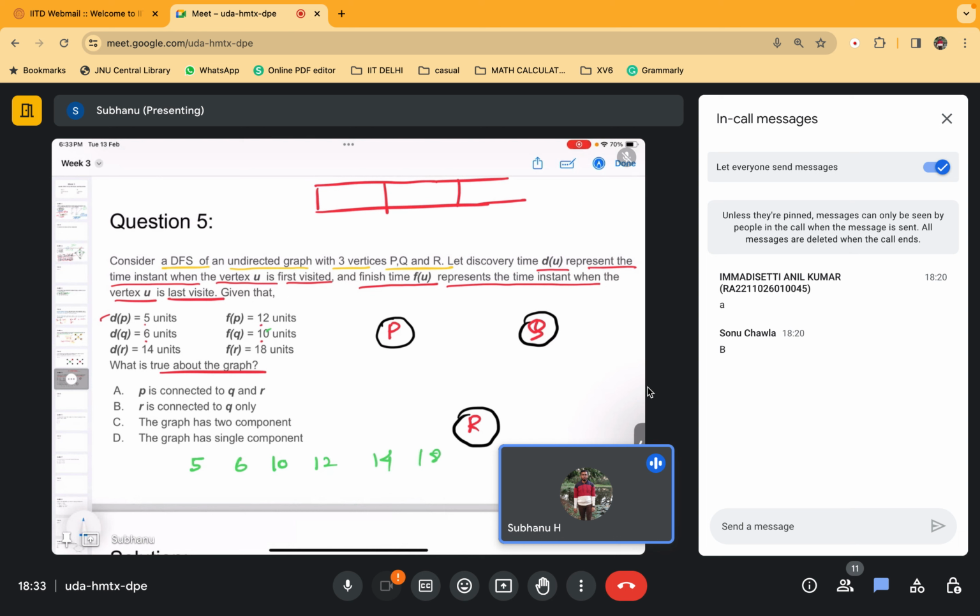Now we'll see what happened at each time instant. At 5 units of time, d(p) happened. For 6 units, d(q) happened. For 10 units, f(q) happened. For 12 units, f(p) happened. For 14 units, d(r) happened, and at 18 units f(r) happened. Fine. Please try to think yourself about what is happening here.